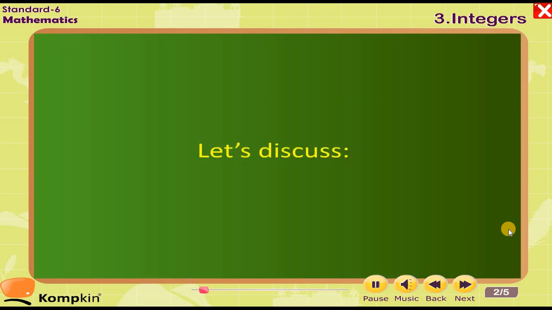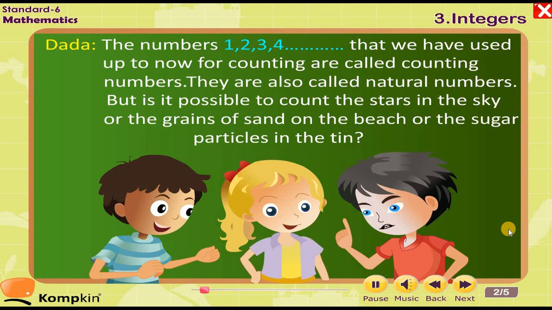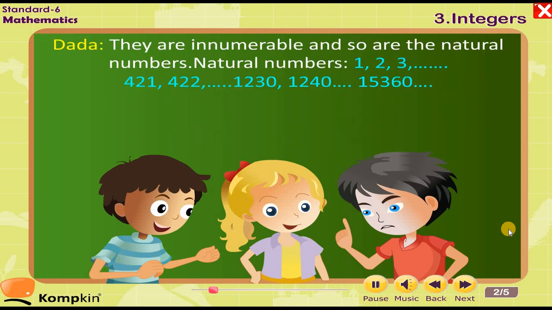Let's discuss. Dada, the numbers 1, 2, 3, 4 and so on that we have used up to now for counting are called counting numbers. They are also called natural numbers. But is it possible to count the stars in the sky, or the grains of sand on the beach, or the sugar particles in the tin? They are innumerable, and so are the natural numbers.